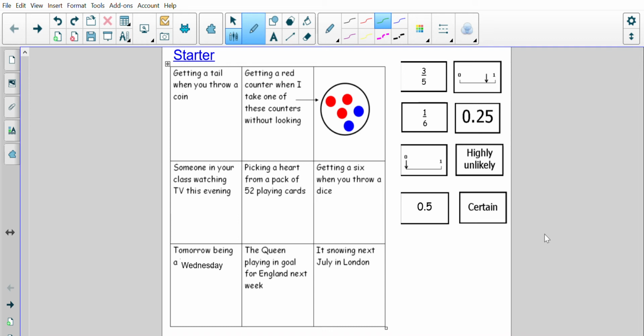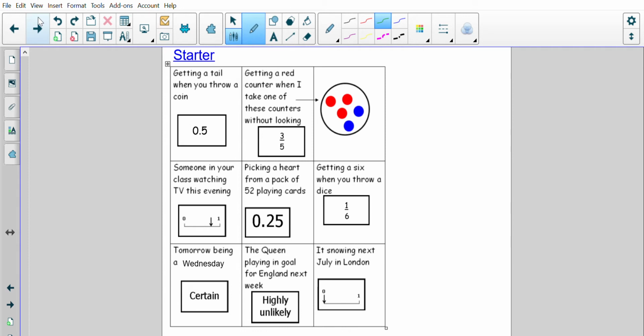To begin with today, I want you to pause the video and have a go at this probability matchup. So you've got 8 probabilities on cards on the right, and I want you to match the correct probability to the correct statement in the table. So you should have matched up your probabilities now, so here are the answers.